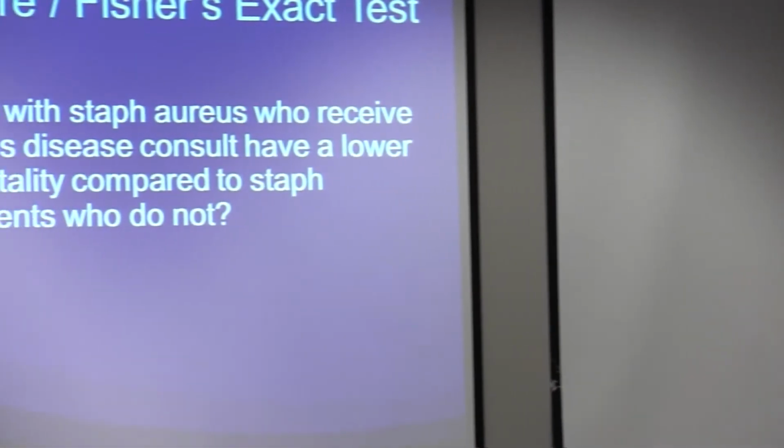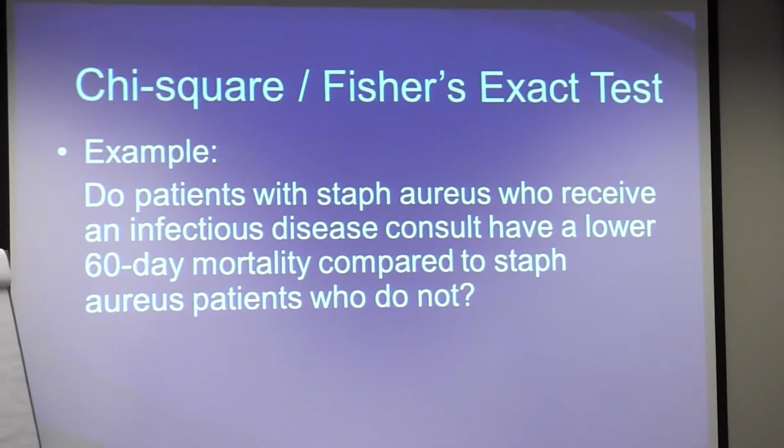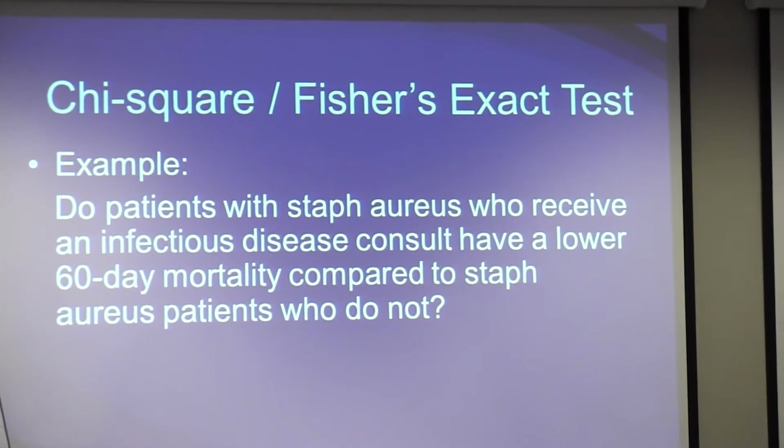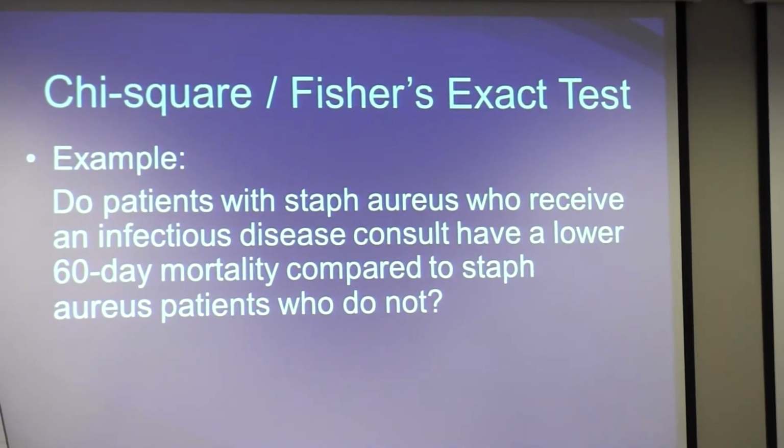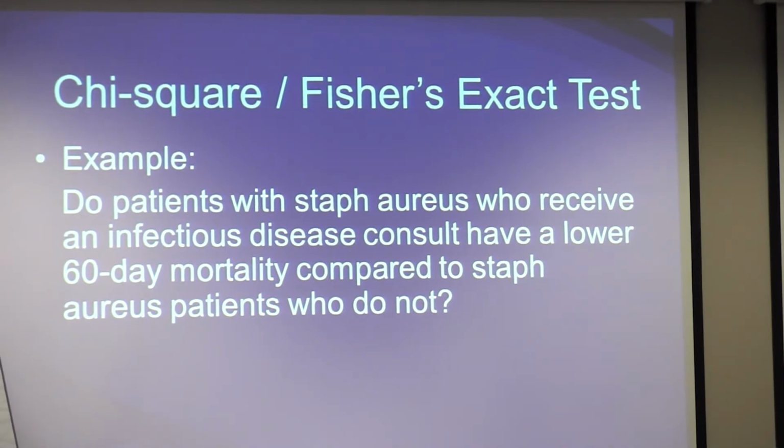Okay, so this is an actual question that has not been answered yet. Megan will recognize this. I borrowed it from a pharmacy resident research project that's just getting started, as an example where we're going to be comparing two proportions. They're asking whether patients with Staph aureus who receive an infectious disease consult have a lower 60-day mortality compared to those patients who don't receive that ID consult.